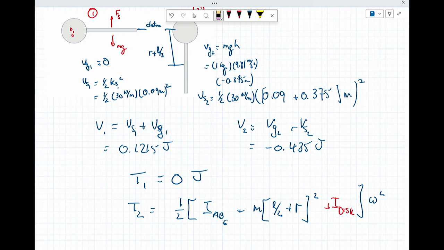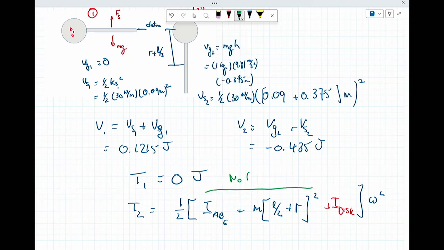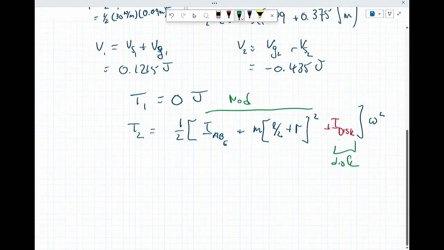And so as you're putting this together, this is from the rod, this is from the disk, and however you want to write this, this is the parallel axis theorem. And again, we don't really want you to rederive things, but we do expect you to shift things. And knowing how to shift things with the parallel axis theorem is crucial.